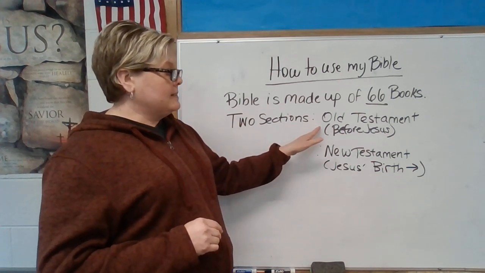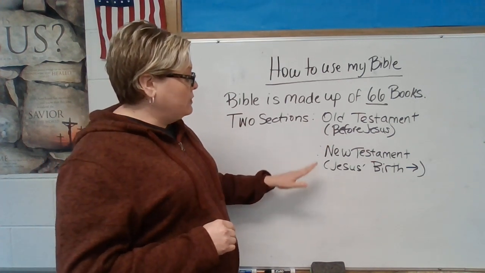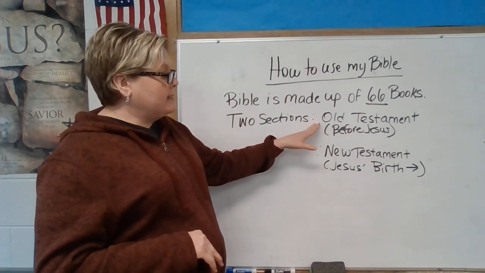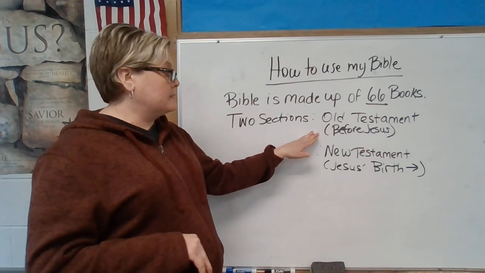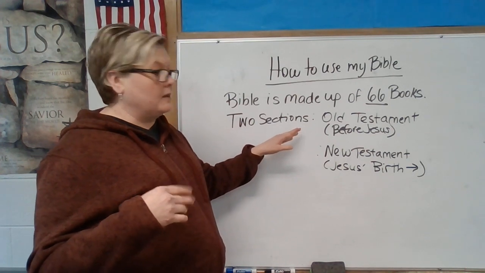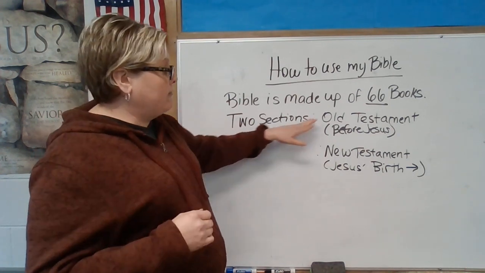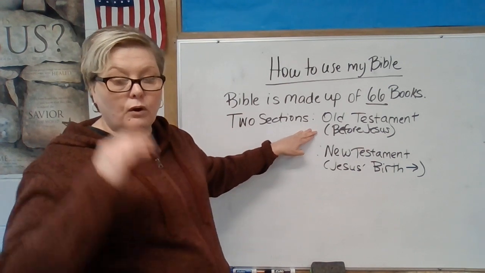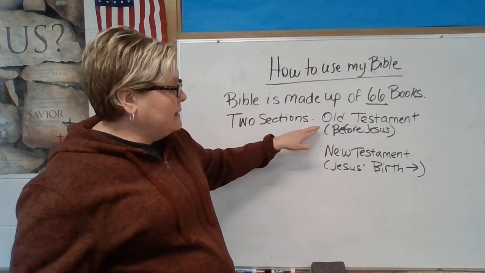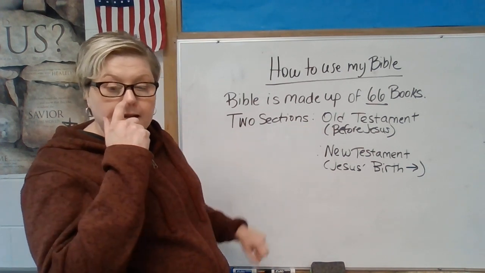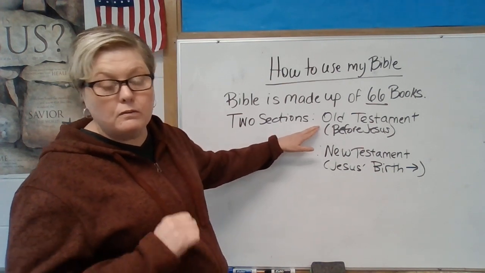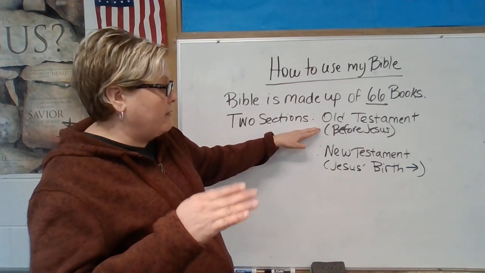You have the front section, which is the Old Testament, and then you have the back section, which is the New Testament. Now, the Old Testament is everything before Jesus was born. This contains Genesis, Exodus, the prophets, and talks about the law of Moses. The first 5 books in the Old Testament are referred to as the Pentateuch, and sometimes the Torah. Those first 5 books are the ones that Moses penned down, which was the law and how everything began.